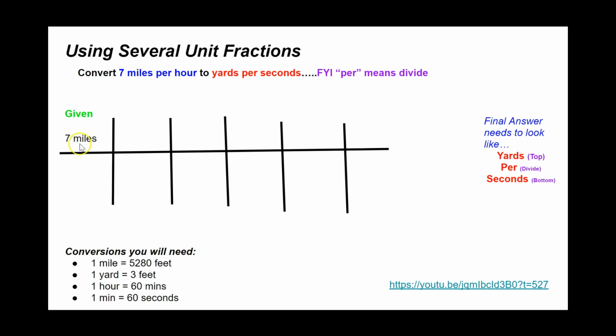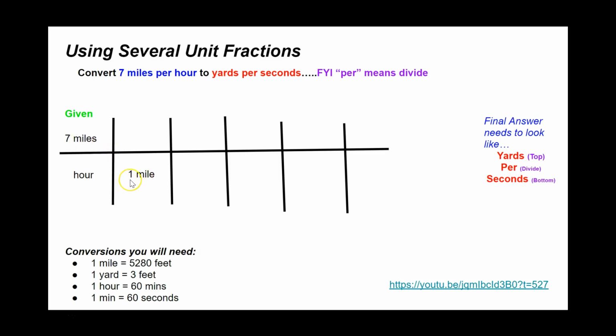So given right here, hours down here. Now normally in other problems I didn't have to, but remember what this per means. Per means divide. So I'll go ahead and throw these down here. So when I finish again at the end, I need to have what on top? Yards, and then what on the bottom? Seconds. In order for these to cancel out, remember, they have to go diagonal.